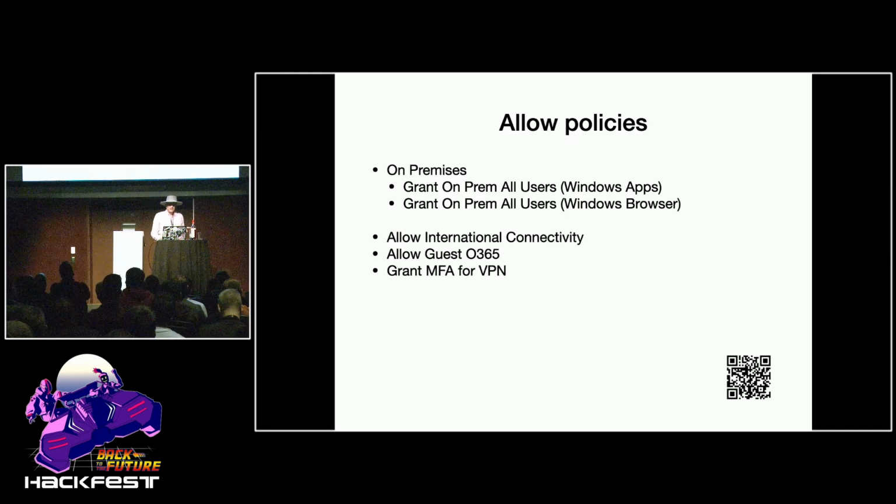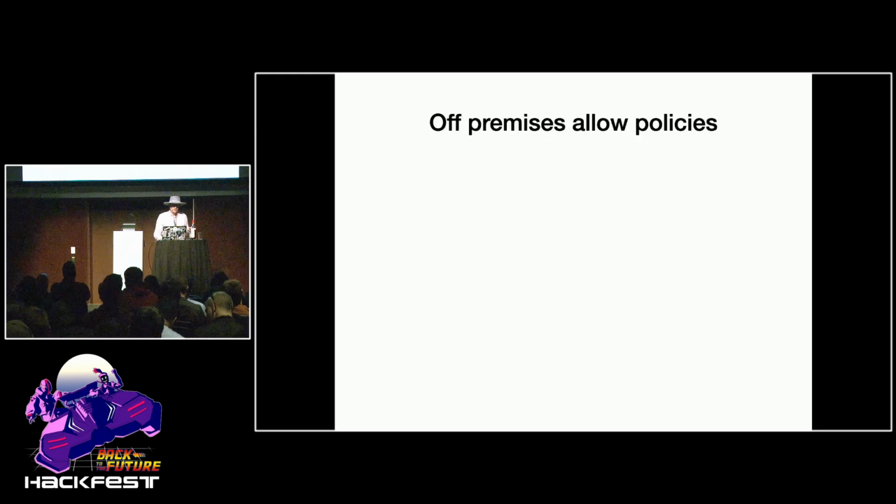Allowing guest access, you might, if your environment does that, cool. And make sure that you apply the controls that you want there. Granting MFA for VPN, as we talked about, you'll apply the VPN controls at the VPN client. You won't be applying them here, but you will want to make sure that they have a nice short sign-in frequency, and you might be limiting locations.